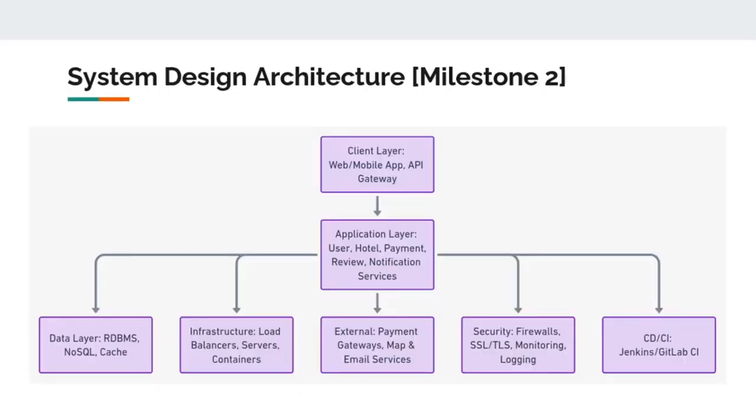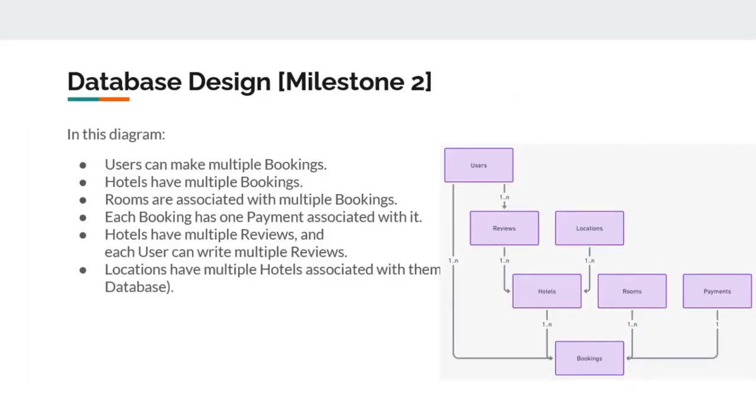The architecture comprises three layers: the client layer, representing user interfaces like web or mobile apps, and an API gateway, which facilitates communication. The application layer manages core business logic through microservices like user, hotel, payment, review, and notification services. This layer interacts with the data layer, infrastructure layer, external components layer, security measures layer, and CI/CD tools for efficient deployment. This comprehensive structure ensures a robust, scalable, and secure application ecosystem.